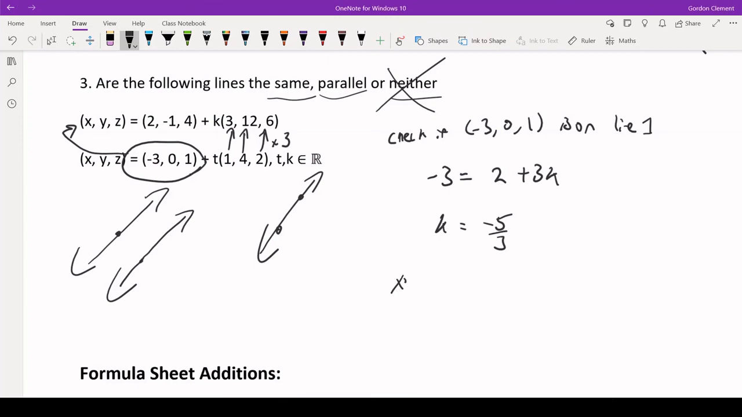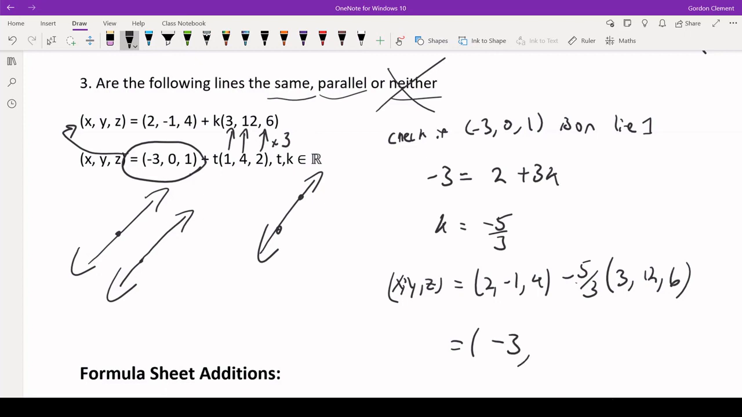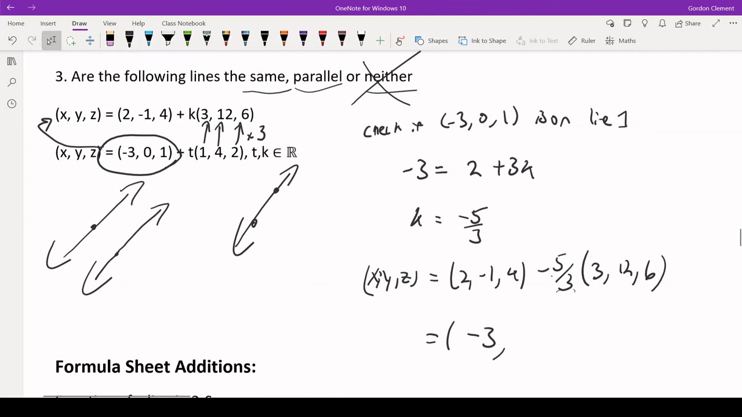And if I check the point on line 1 that has that value, -5 over 3 times this vector, I get the point. So -5 over 3 times 3 is -5. 2 subtract 5 is -3. So the x's match. -5 over 3 times 12 is -20. So -1 take away 20 is -21. And I see already that that's different than the 0. So I know that I'm getting a different point here.